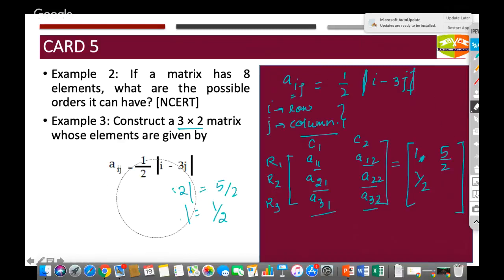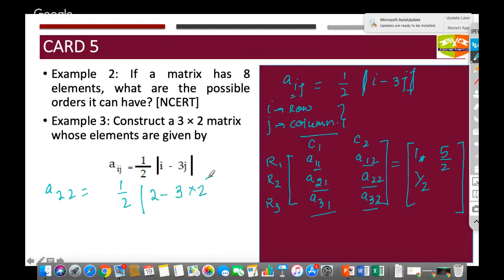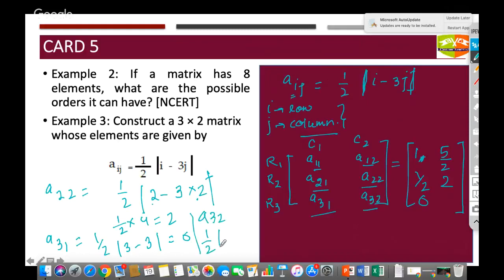Now a22 would be equal to 1 by 2 modulus of 2 minus 3 into 2, so 2 minus 6, which is 4 in modulus, so 1 by 2 into 4 will give me 2. Now let's go and find out a31. So this is 1 by 2 modulus of 3 minus 3, so this comes out to be 0. And now I'll find out a32. So this is nothing but 1 by 2 modulus of 3 minus 6, so this comes out to be 3 by 2. This is how you make the matrix.